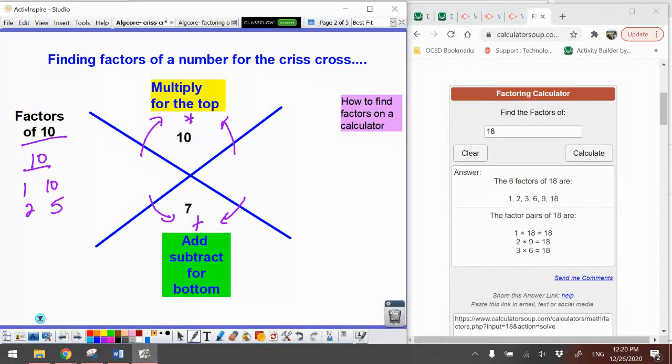Well, since this is a positive 10 and a positive 7, how can I come up with 7? Well, I have a 2 and a 5. If I take a positive 2 and a positive 5, and if I add those, 2 plus 5 is 7. And if I multiply 2 times 5, that gives me 10. So my answers are a positive 2 and a positive 5.